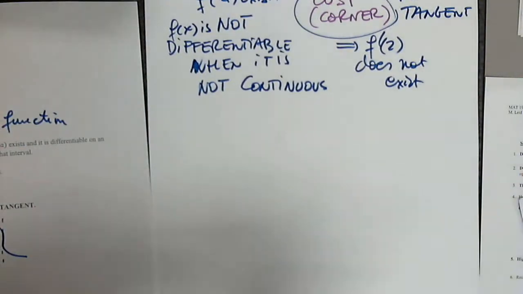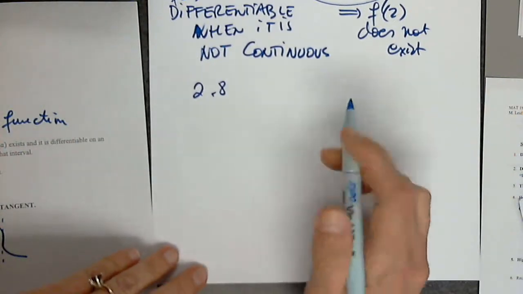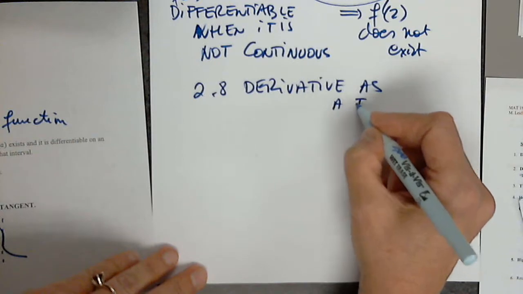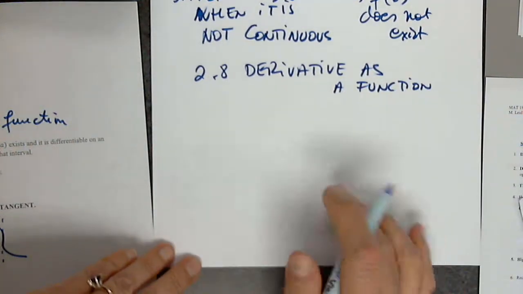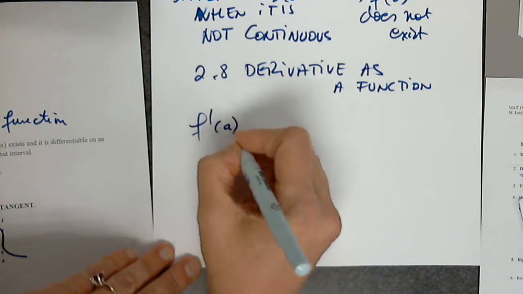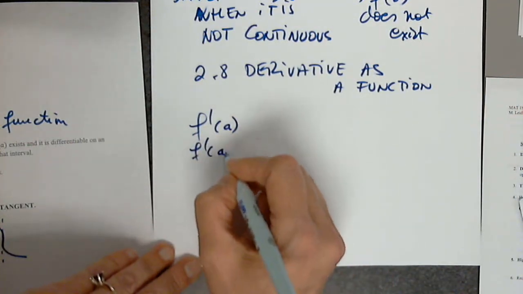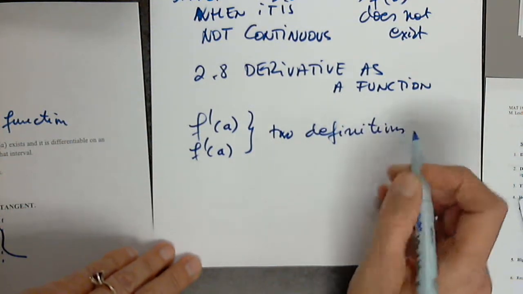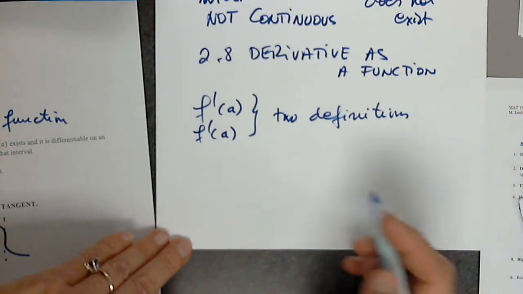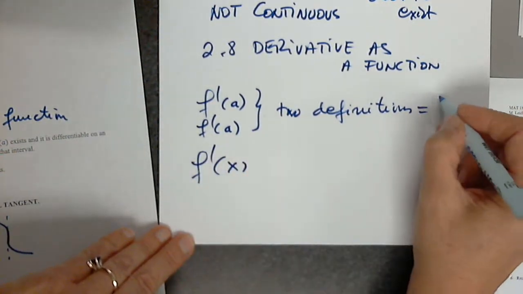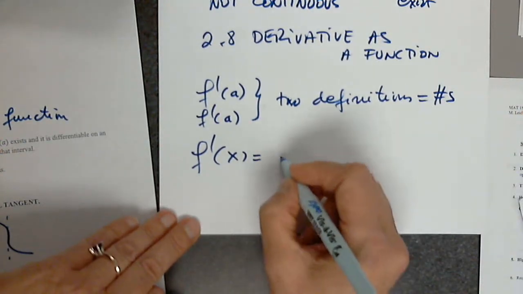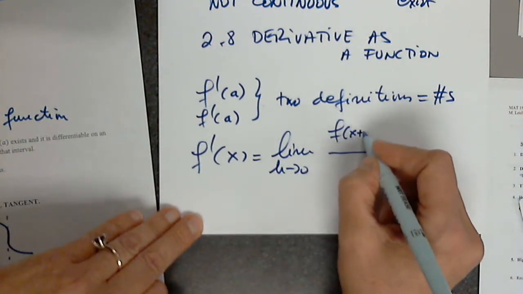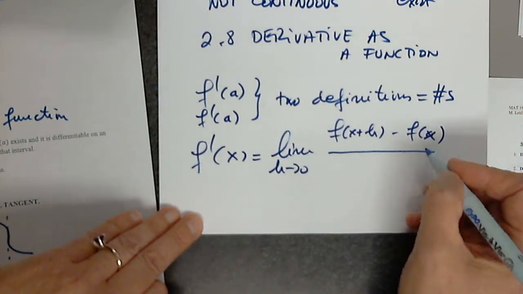So let's write this down. The derivative as a function. So we have two definitions for f prime of a. F prime of a, two definitions. Either h approaching 0 or x approaches a. For f prime of x, and these are all numbers. For f prime of x, we have only the difference quotient as we know it originally. F of x plus h minus f of x divided by h.